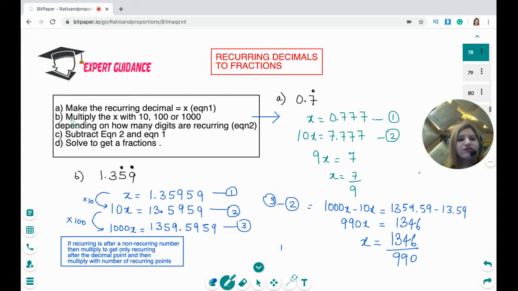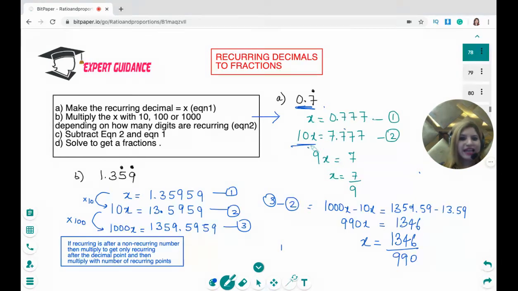So if you have just one recurring digit, and that too just after the decimal point, then you put that particular number equals x and then just see how many digits are recurring. If there's one digit, then you multiply by 10. If there are two digits after the decimal point that are recurring, then you multiply by 100. If there are three, then you multiply by 1000. In this case, there's one digit, so I have multiplied by 10.